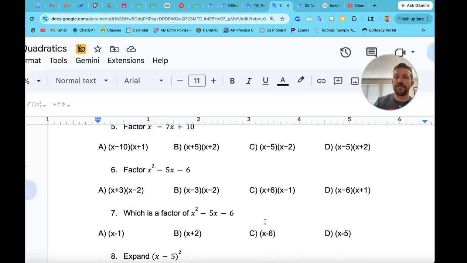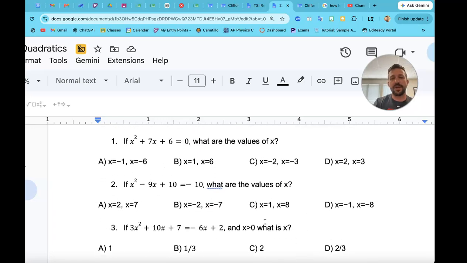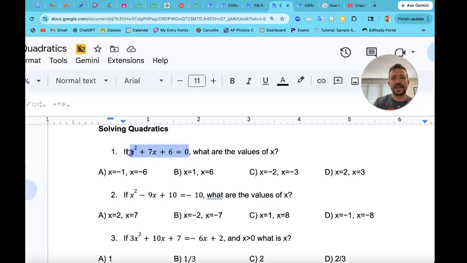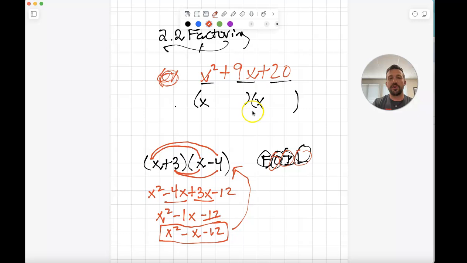Factoring is important for some of them, and you'll see why when we get to something like this, where it says solve this equal to 0. It's going to be important that you know how to factor in order to solve for 0 on this, okay? So let's show you how to factor. I am going to get rid of this stuff that we did here.